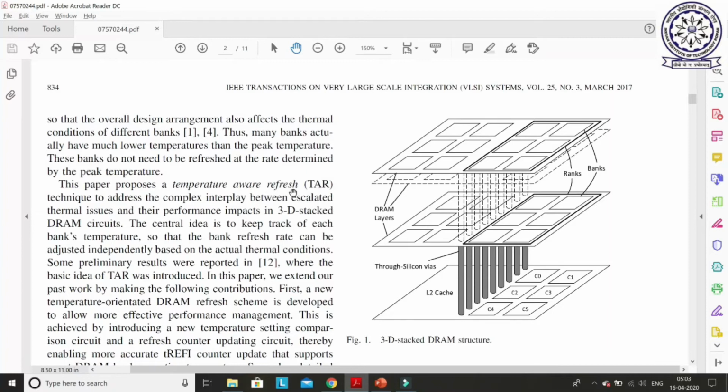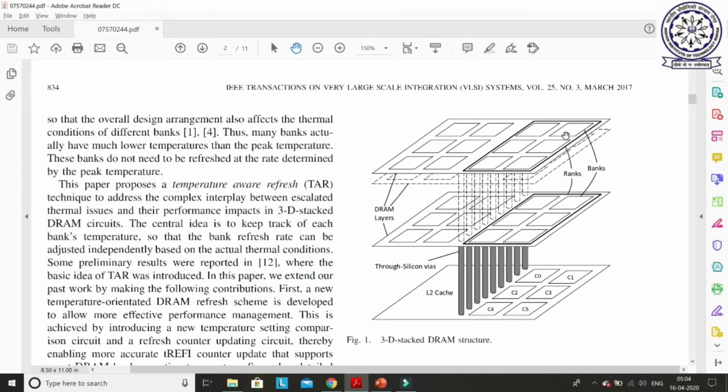What the technique proposes is, suppose we are considering this particular rank. If in this rank, all these five banks are operating at a temperature of, for example, 65 to 70 degrees centigrade, but this particular bank is operating at 105 degrees centigrade. It is possible. There are many reasons for this. One possible reason may be process variation. Because of some process variation, because of some design time issues, the temperature of this bank is very high.